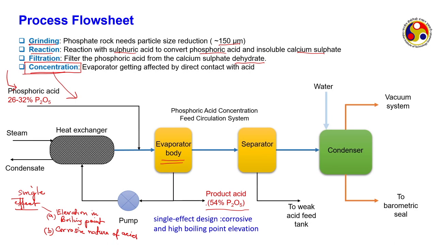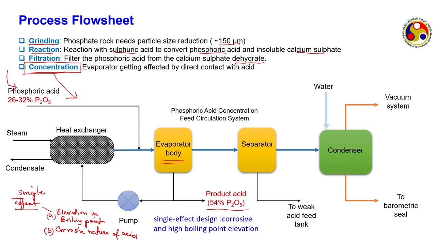Finally the product is removed here, and the remaining gases are sent back again, made to contact the steam and the phosphoric acid at the feed. Then you separate out, and the amount left is the weak acid, which is sent back to the previous flow sheet, or you can send it back to the digester if you want. Finally, you condense out the remaining impurities by adding water, and send the low pressure reject to the barometric seal. So this is the process for the dihydrate.